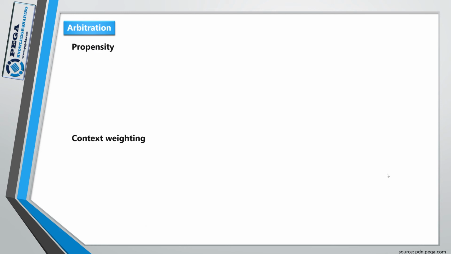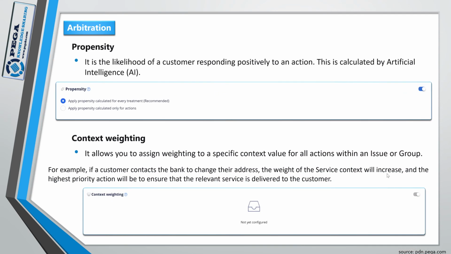Now let's talk about the propensity and context weighting. Propensity is the likelihood of the customer responding positively to an action. This is calculated by artificial intelligence.